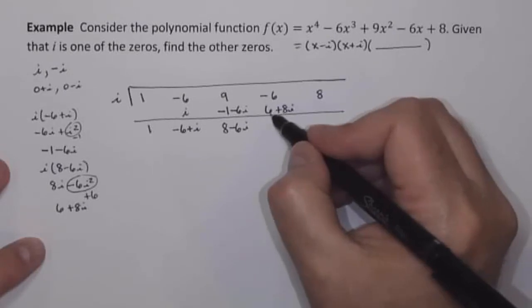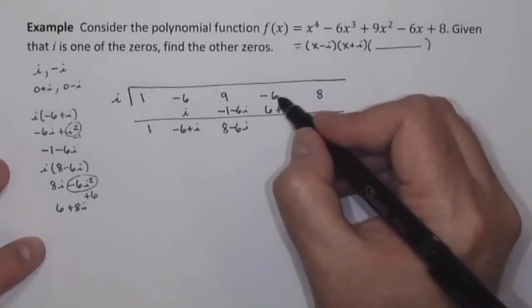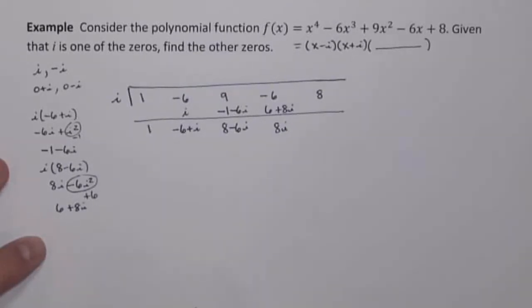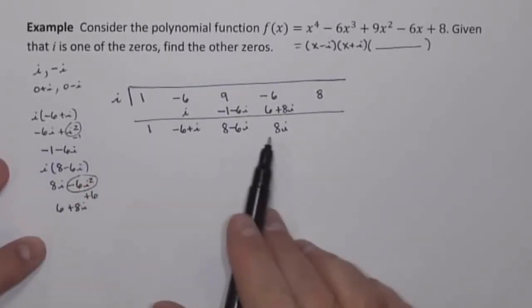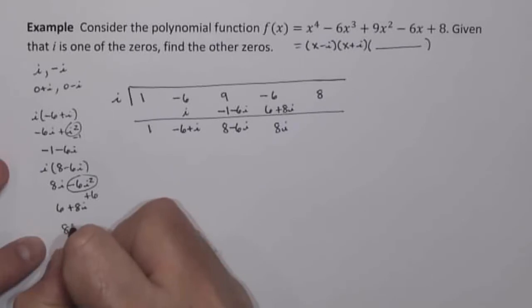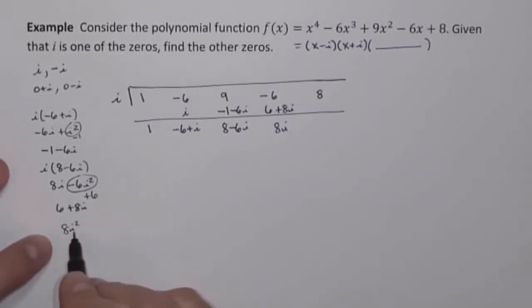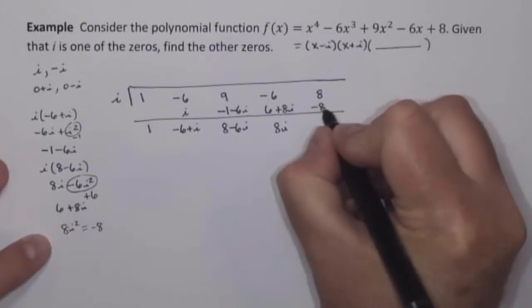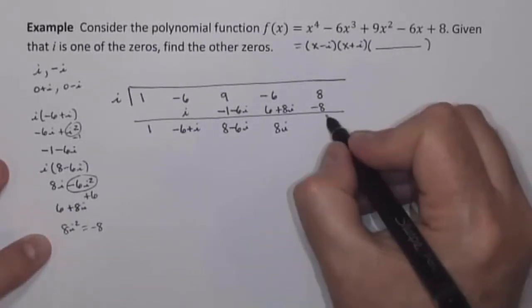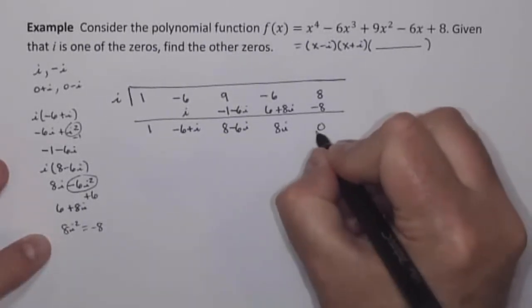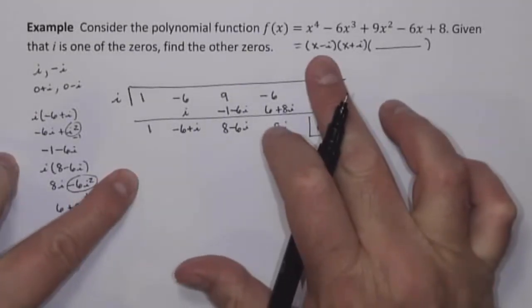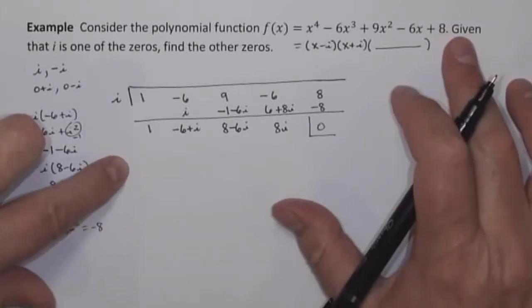Add negative 6 plus 6 plus 8i. Well, the negative 6 plus 6 goes away, and we're left with just 8i. i times 8i is going to be 8i squared, but i squared is really negative 1, so that's going to be negative 8, which goes here. Add 8 plus negative 8 is 0. That's my remainder, which should be 0 because we know x minus i is a factor of the polynomial function.